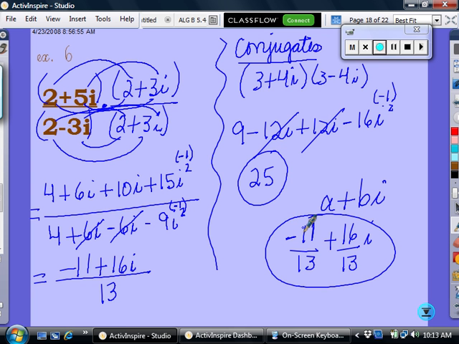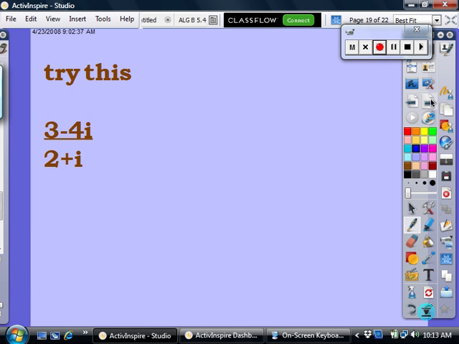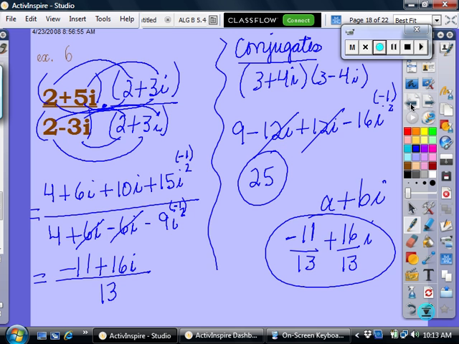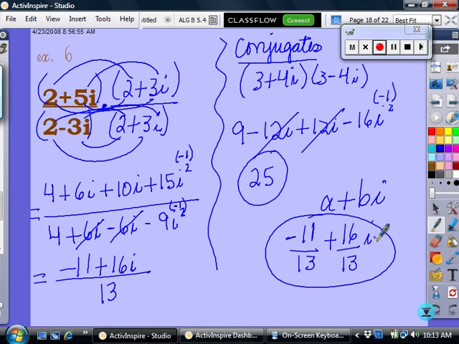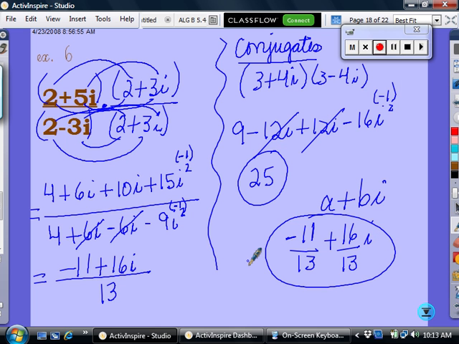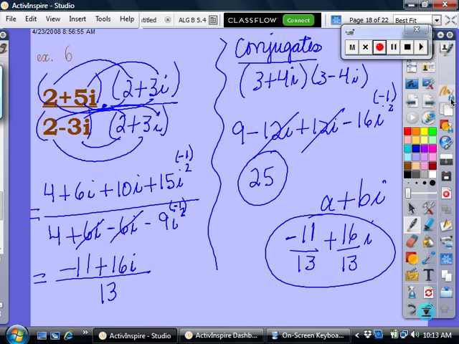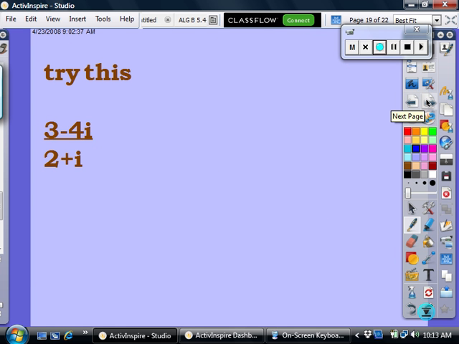All right, let's keep on going. Let's try some more. All right, you do this one. You see what you can do. Yes, ma'am. It is. 11/13 is real, and 16/13 I is imaginary. Put them together, make me a complex number. It's okay that it's a fraction. Fractions are real numbers, you know. Don't discriminate just because they're ugly. You can't help it when you're ugly. It's just the way it is.